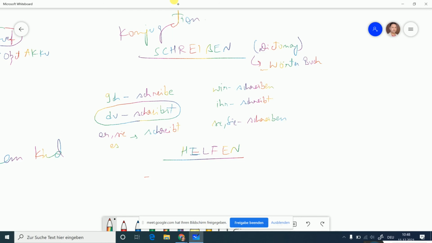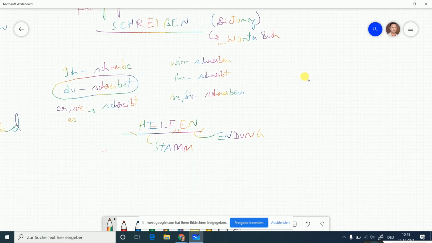Exactly. You're 100% right. Just as a hint here, whenever you see a verb, it's actually made up of two parts. One is the Stamm, that is the stem, and the other is the Endung, that is the ending. Now, in most of the cases, you will find the same rule is followed everywhere.